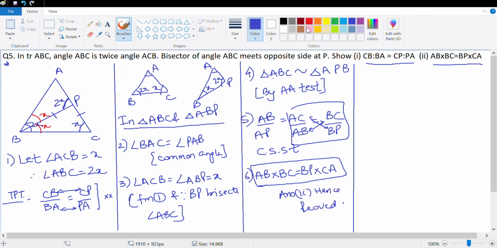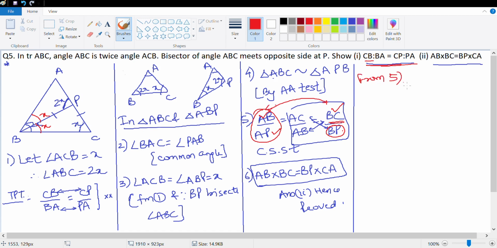But it still hasn't given me my first part, which is CB is to BA. Let's see, where do I have CB is to BA? I have CB, I don't have BA here. So if I take BA from here, maybe I will get something. CP, I don't have CP, and I have PA. Okay, so I have BC done, BA done, CP is missing, and PA is there. So maybe I should look at the first and the third. Okay, so let's just write that down.